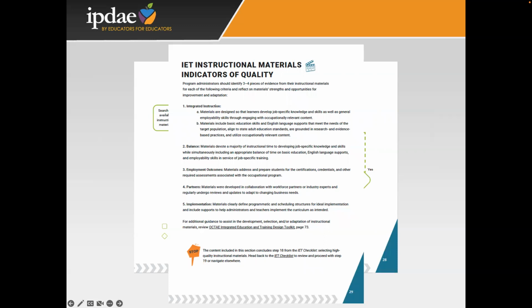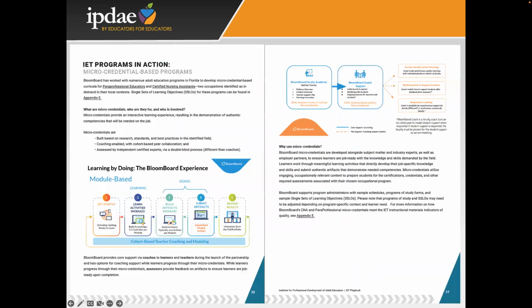A link to an existing resource sits at the bottom of the page for program administrators who have already reviewed the quality of their materials and wish to develop their own or adapt existing materials. Finally, case studies of programs who have implemented high-quality instructional materials discuss the materials, their implementation, and the selection process for those materials. Program administrators will find similar content and resources across all playbook sections.